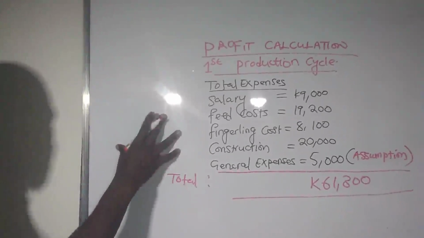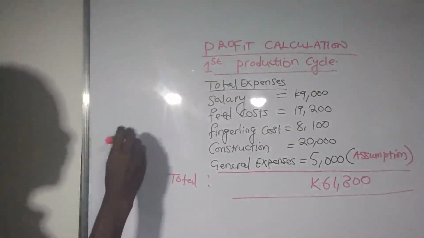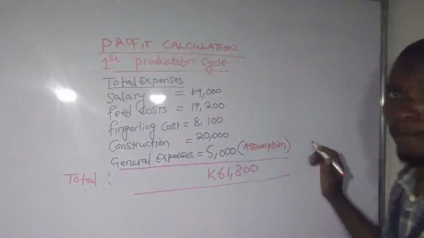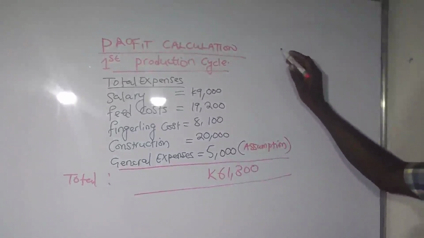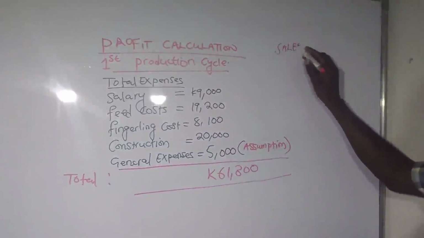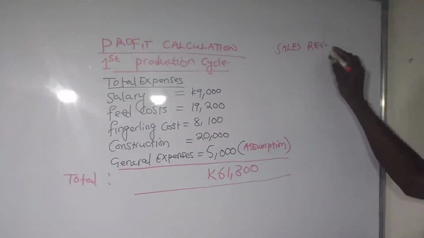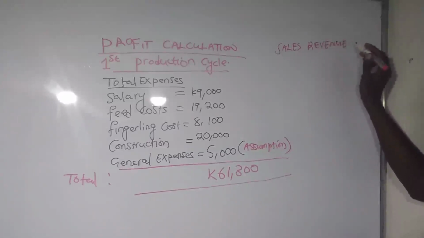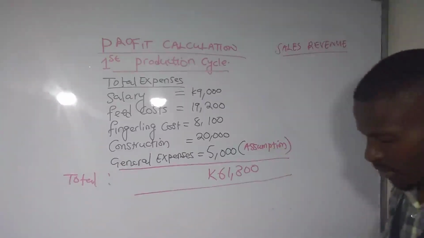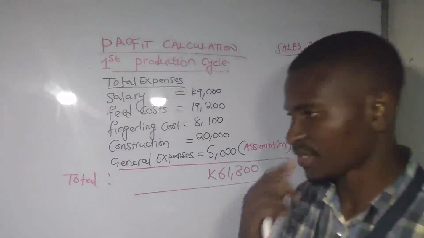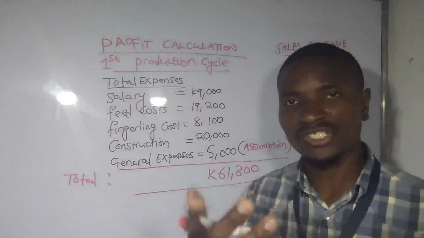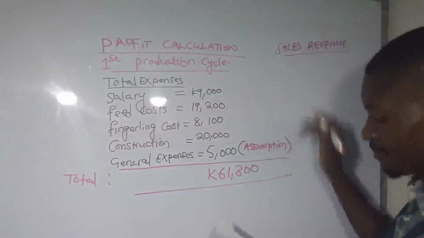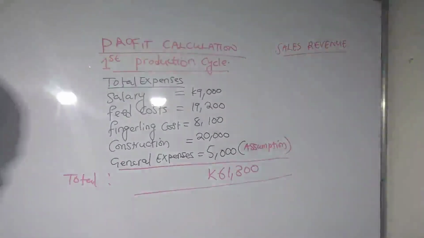Now from there now we can say that, okay. And then now we can say what is sales revenue. So now the sales revenue is that when you're selling fish, this is again an assumption, but you can check out the market, how much per kg, how much is per kg. Okay.